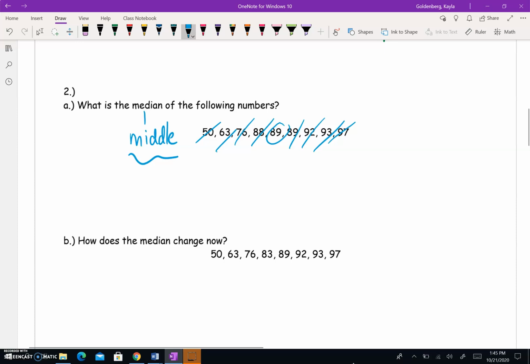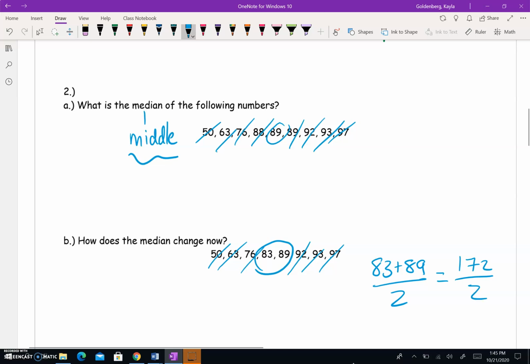In the next one, how does the median change? It looks like I've taken away one of my numbers. If you remember back, the way you find it when there are two middle numbers is you find what's in the middle of both of them. This connects to our midpoint idea where you add them and divide by 2. So 80 and 80 is 160, so we have 169 plus 172. Divide that by 2.